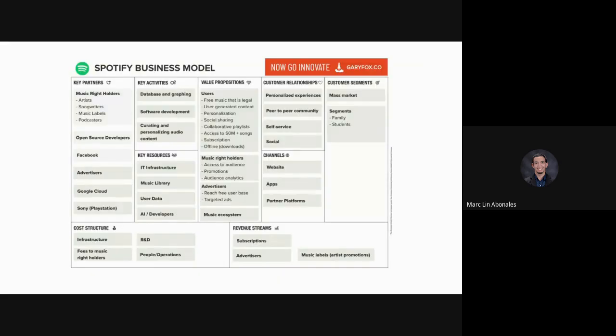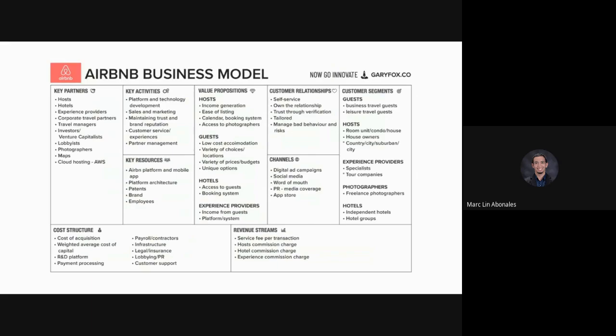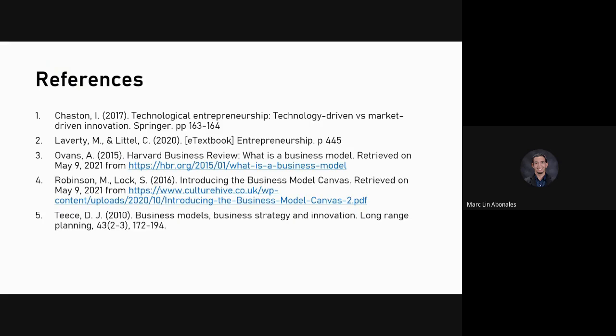So here are some examples of business models for other applications or products like Spotify. We also have one for Airbnb. So this is an example for Airbnb. And yeah, that would be all for the business model and business model canvas.